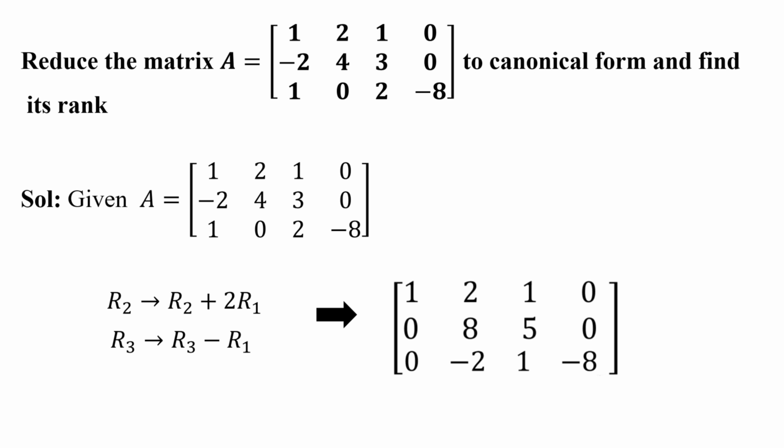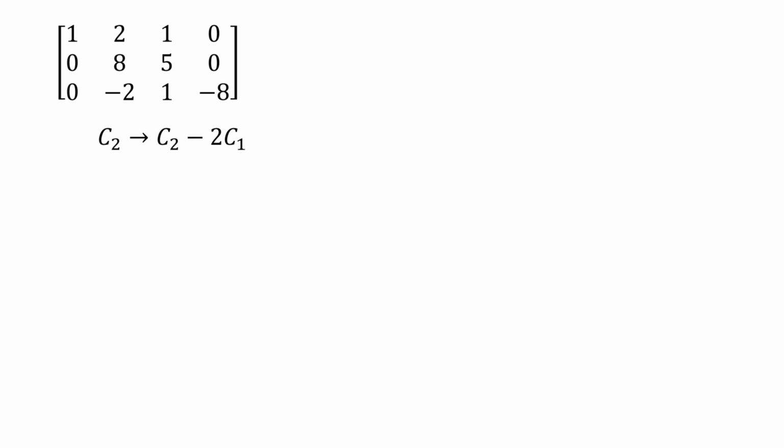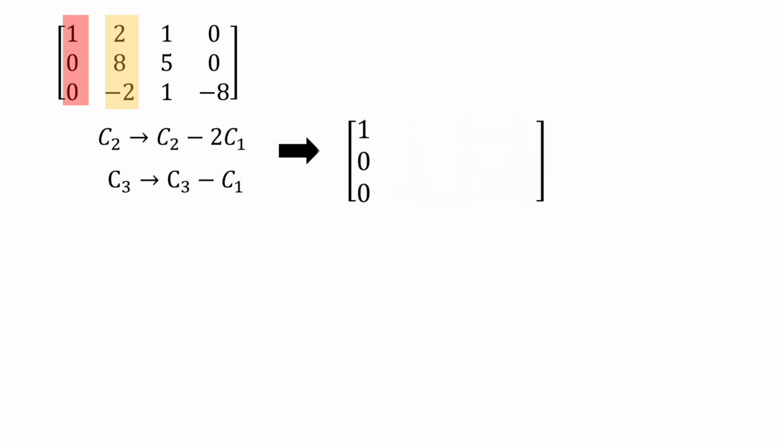Our next step will be to make these elements as 0 using C1. So the operations will be changing C2 as C2 minus 2C1, C3 as C3 minus C1. And the first element in the fourth column is already 0. So again the matrix will be written column wise. First column will be written as it is. For the second column you get 2 minus 2, 8 minus 0, minus 2 minus 0. For the third column 1 minus 1, 5 minus 0, 1 minus 0. And the fourth column will be written as it is.